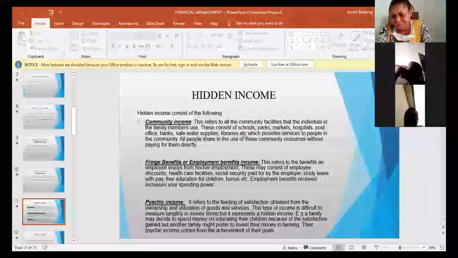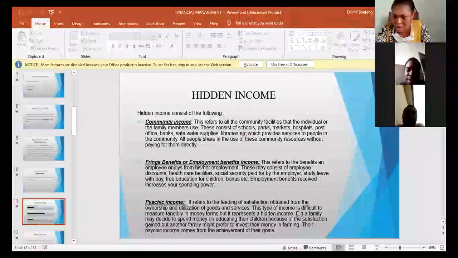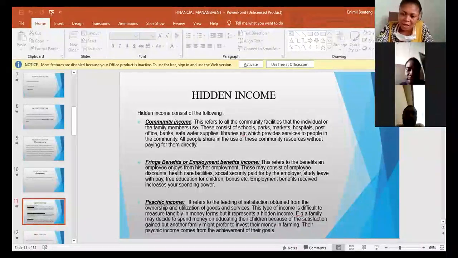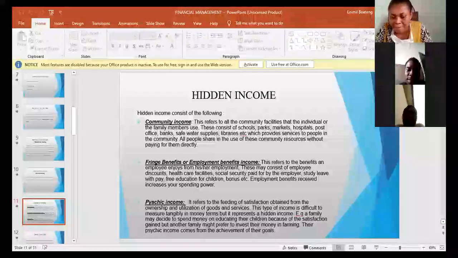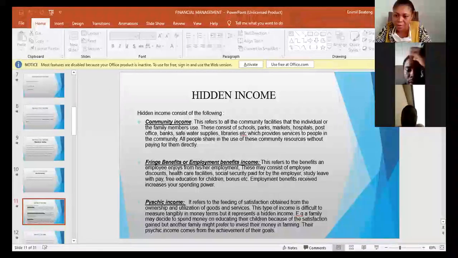Ruth. Ah, yes, madam. Ruth, what about you? Do you understand it? Hello? Do you understand that, so that we move on to the next one? Hello? Madam. Ruth, do you understand the fringe benefits now?